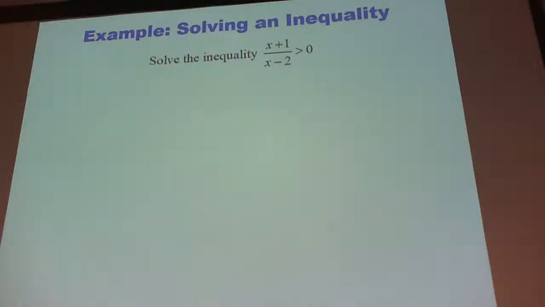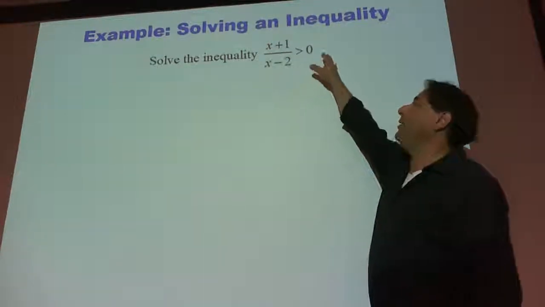Here's the question. Solve the inequality (x plus 1) over (x minus 2) greater than 0. Look at this. You already know there's an issue. What number can I not plug in? 2. There's an issue at 2 because it's a rational function. But I want to know, when is this graph greater than 0?